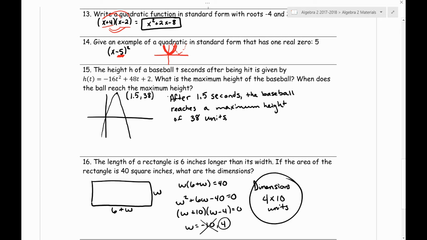So I need to find the vertex. The vertex's x value will give me the time, while the height of the vertex will give me the maximum height. That's the y value. So put it in context, after about 1.5 seconds, the baseball reaches a maximum height of 38 units. Now, I don't really have units for the height. It doesn't tell me meters, it doesn't tell me feet, it doesn't tell me yards, nothing. So we're going to say units, whatever that may be.